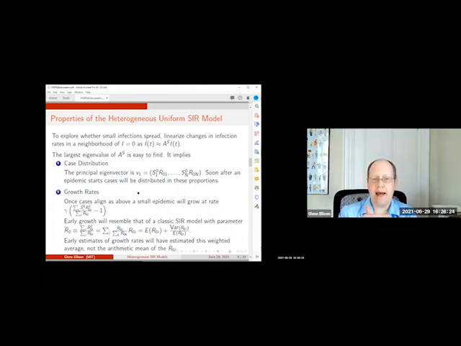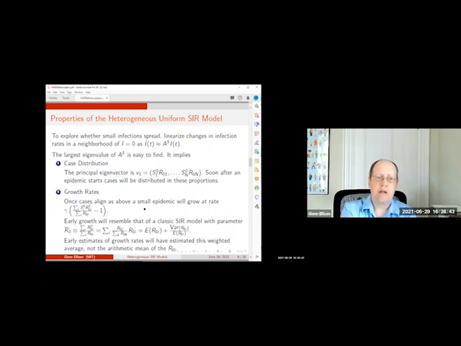And then once you know that, it's easy to figure out what the eigenvalue is. The eigenvalue is what I've written down here, gamma times the sum of S_i naught R naught i squared over the sum of R naught i, minus 1. So that's the growth rate of the epidemic in this heterogeneous model.